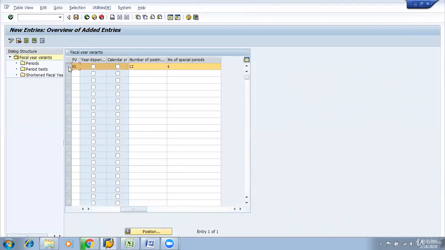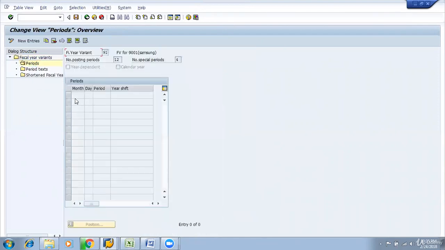After selecting your entry, please double click on periods on your left. Look here. I select the entry and double click on periods. A new screen comes up again with blank fields. When there are blank fields, you need to expect a button where you can enter data. Here again, you have new entries. Upon clicking new entries, these fields are open for you to edit and you can type in anything here.